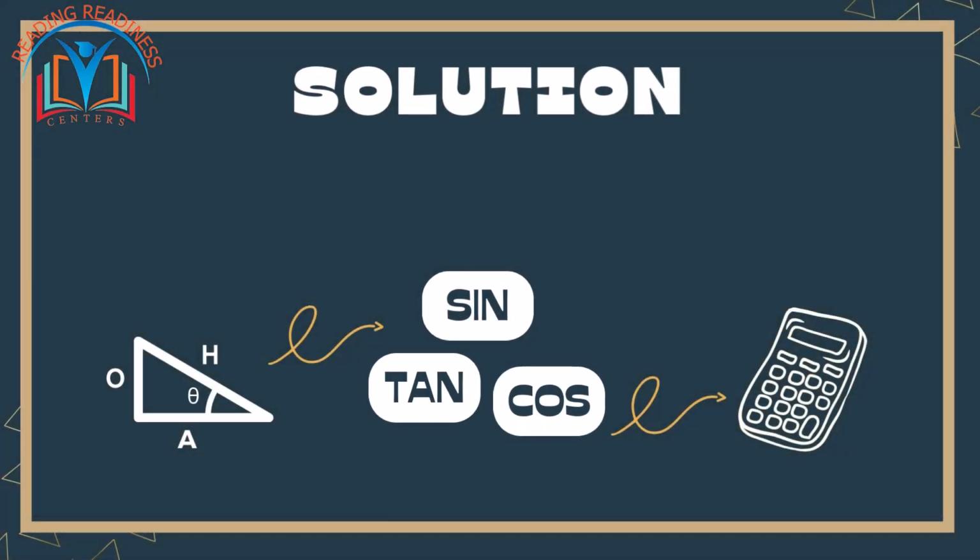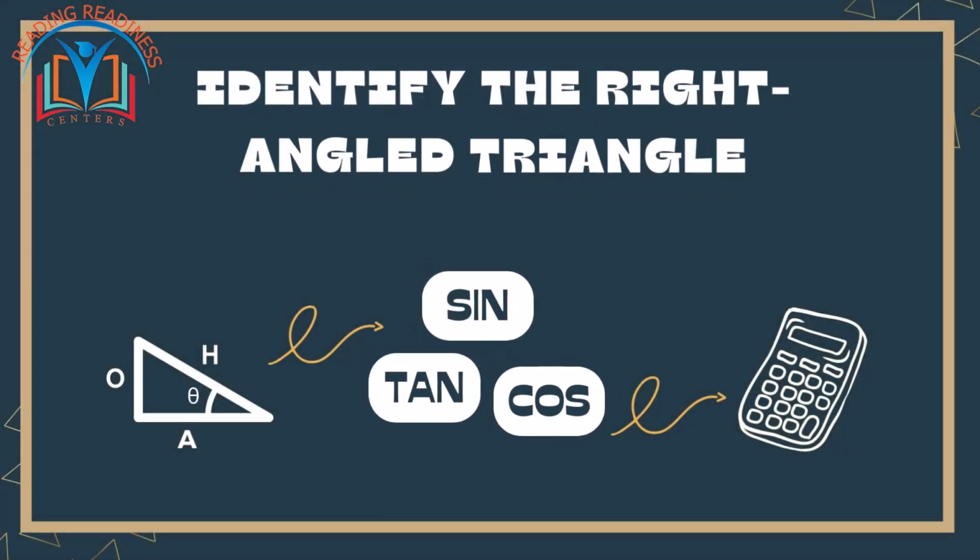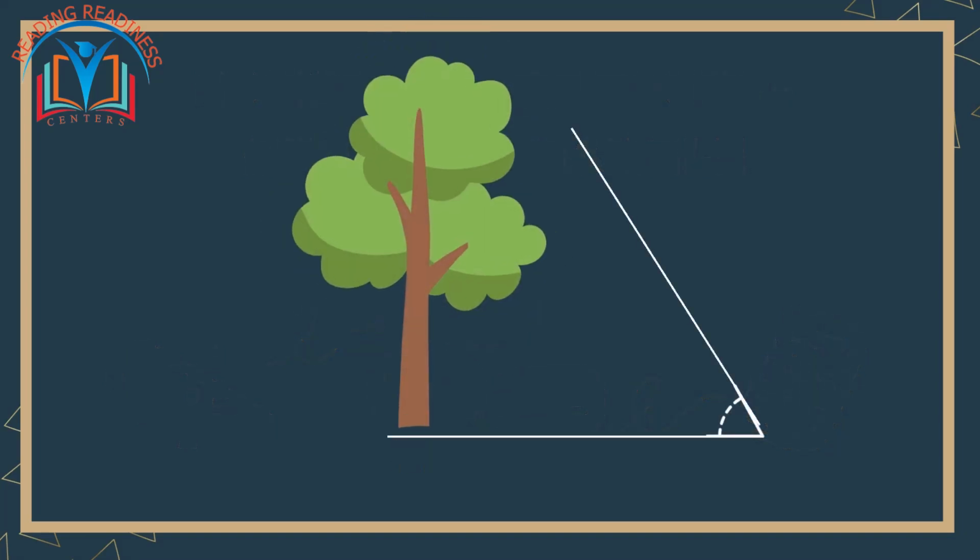Solution. Identify the right-angled triangle. The distance from you to the base of the tree is the adjacent side, 10 meters. The height of the tree is the opposite side, which we need to find. The angle of elevation is 30 degrees.